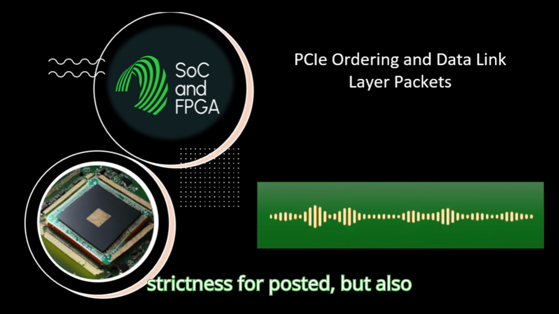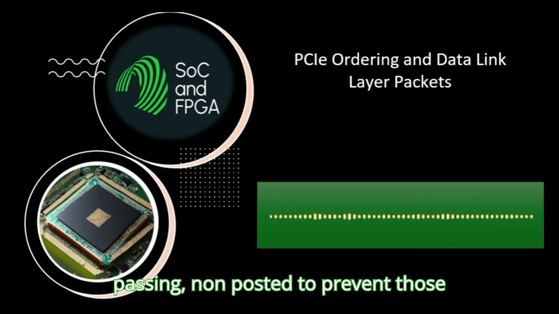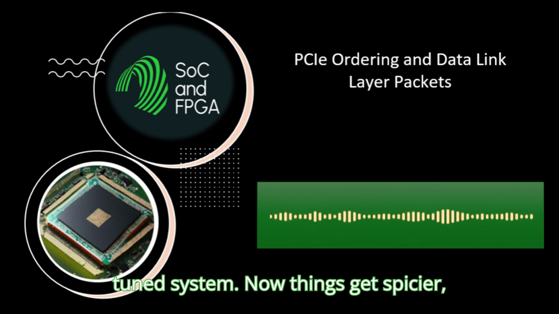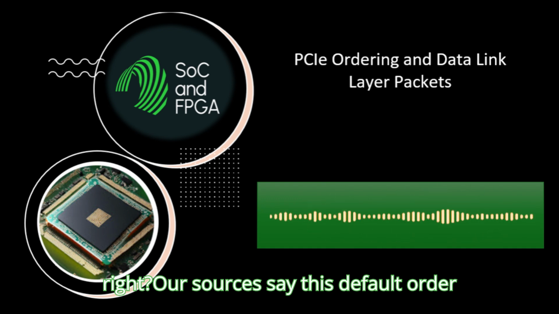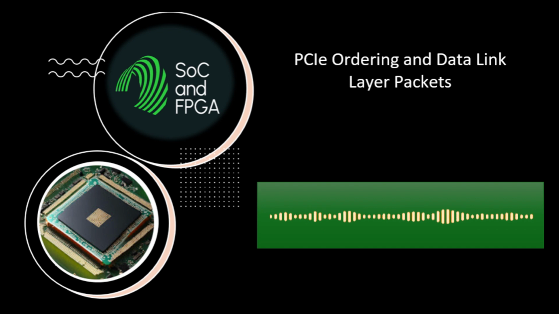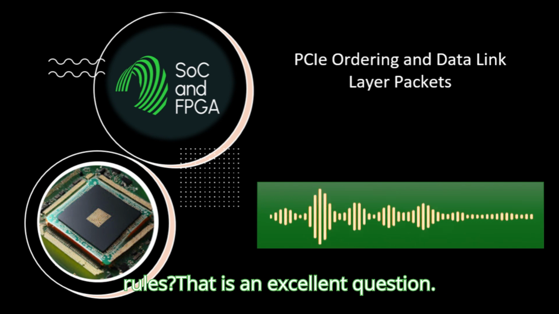You see the strictness for posted, but also the deliberate exceptions, like posted passing non-posted, to prevent those deadlocks. Exactly. It's a carefully tuned system. Now, things get spicier, right? Our sources say this default order can actually be modified for performance. Why mess with these carefully designed rules? That is an excellent question.